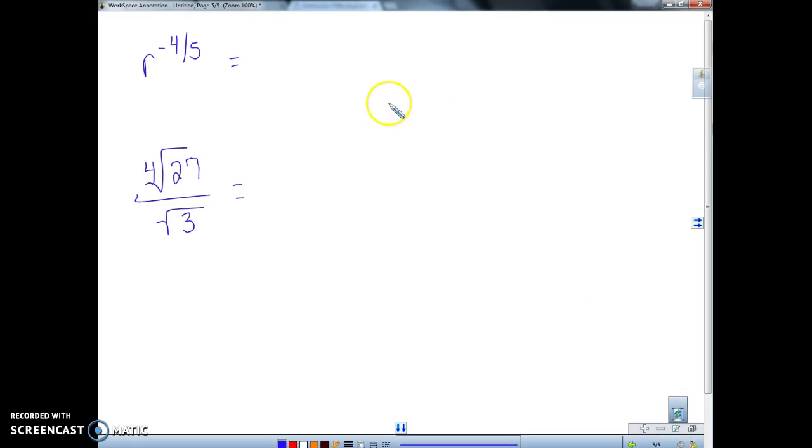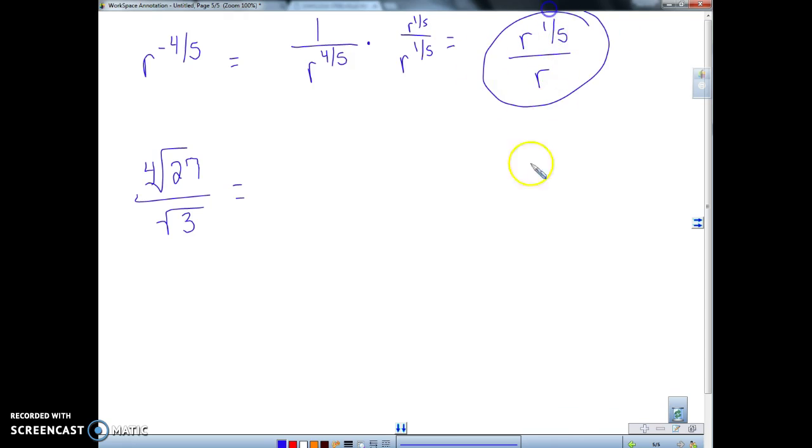The next one, r to the negative 4/5. It's negative, so you have to move it to the denominator. So 1 over r to the positive 4/5. But now we have a radical on the denominator, so we want to multiply by something that'll get this to be a whole number. So r to the 1/5. So you have r to the 1/5 divided by r.